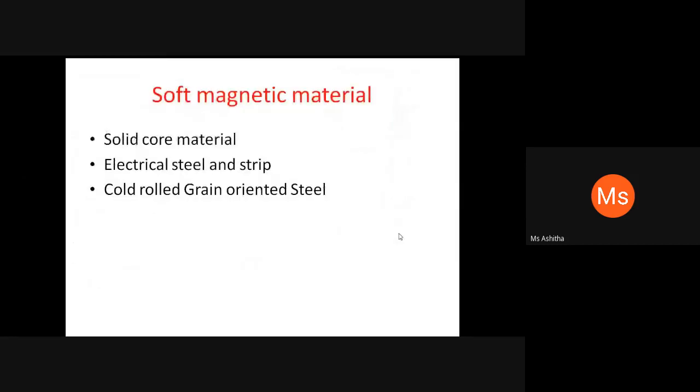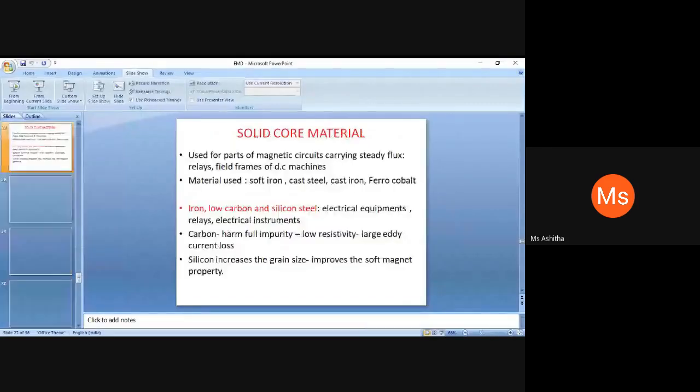In the soft magnetic material, again there are three different types. One is solid core material, another is electric steel and strip material, and another is CRGO, the cold rolled grain oriented steel. The remaining parts let us see in the next class.